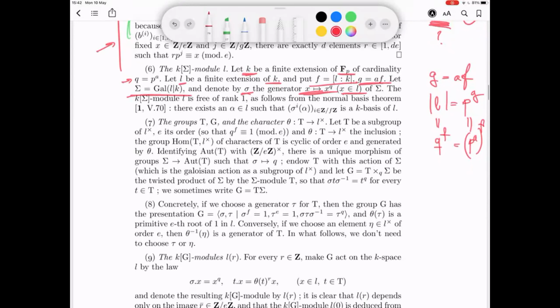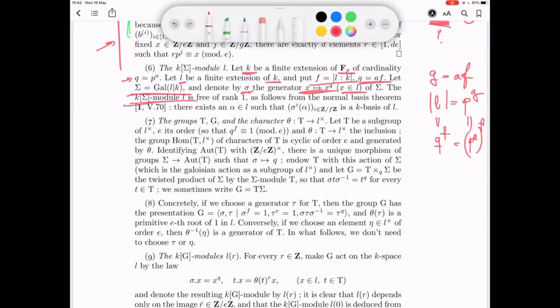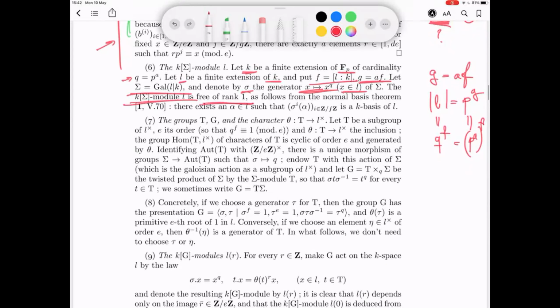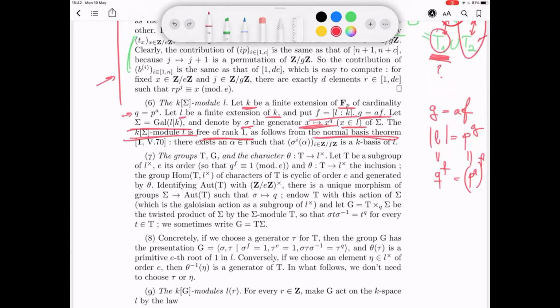Now, one of the things that you need to recall is that as a K sigma module, L is free of rank 1. That follows from the so-called normal basis theorem. I think we had given an elementary proof of this at some point. Not for arbitrary finite Galois extensions, but for a finite field K, we had given a proof at some stage. So basically what the normal basis theorem says is that there's some element A, all whose Galois conjugates form a K basis of L.